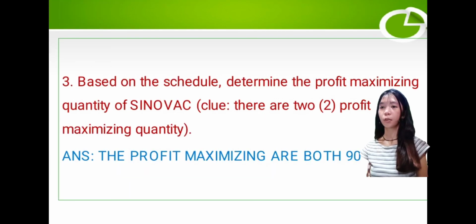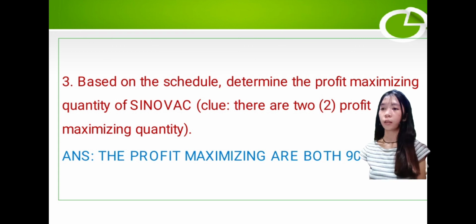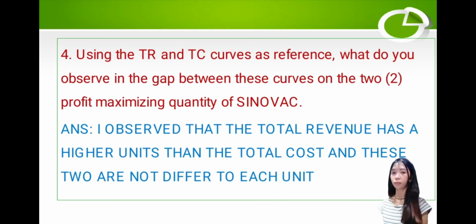Based on the schedule, determine the profit maximizing quantity of Sinovac. The profit maximizing quantities are both 90. Using the TR and TC curves as reference, what do you observe in the gap between these curves at the two profit maximizing quantities of Sinovac?